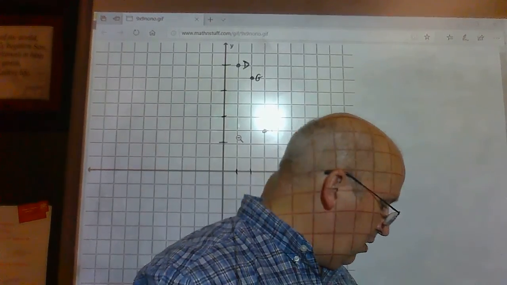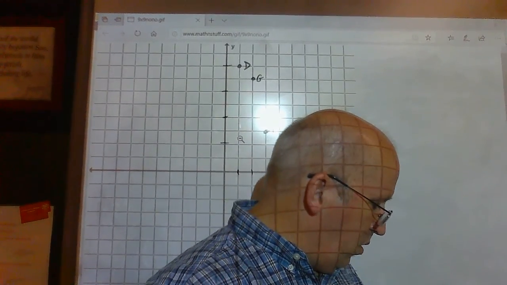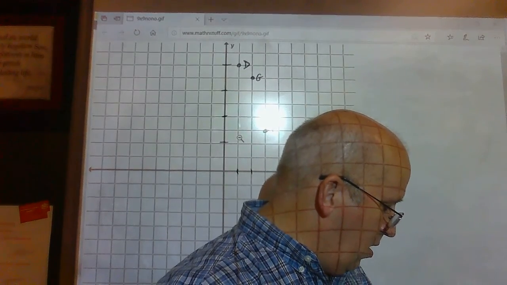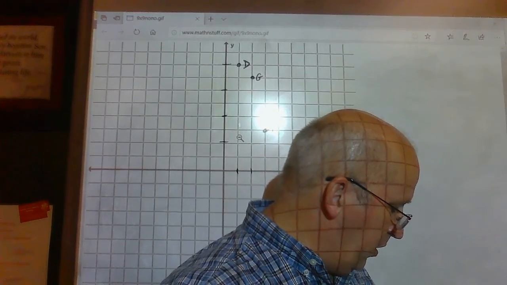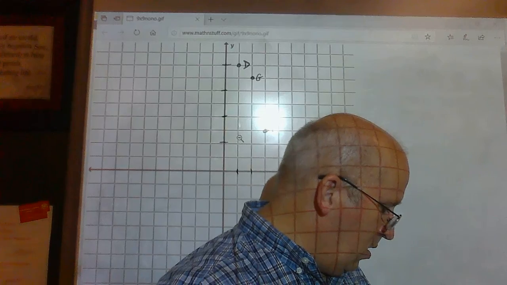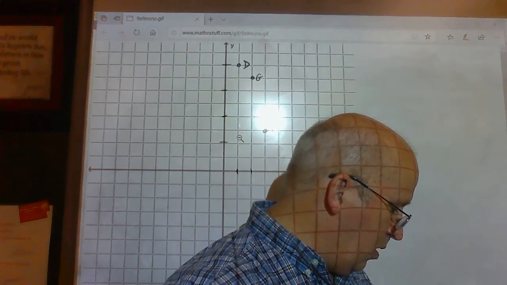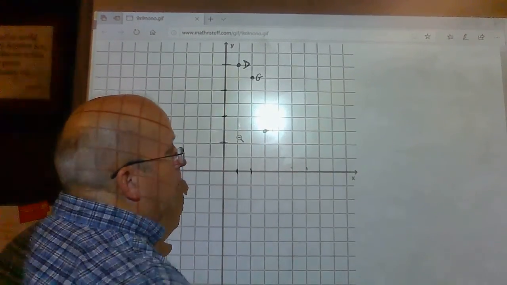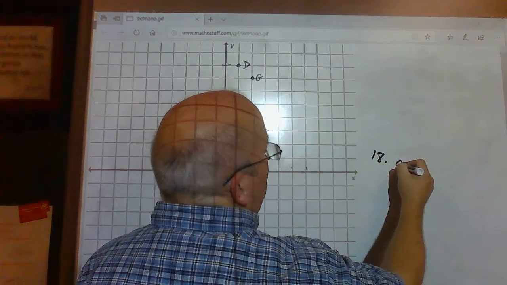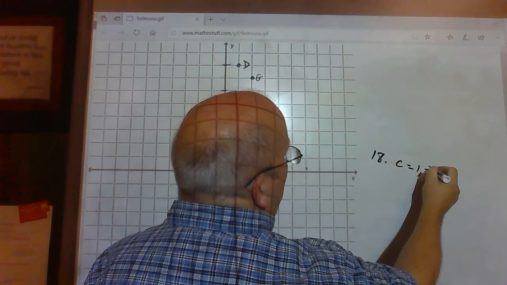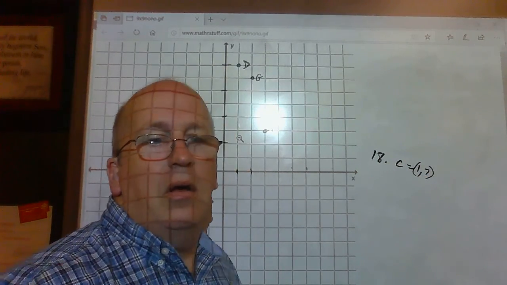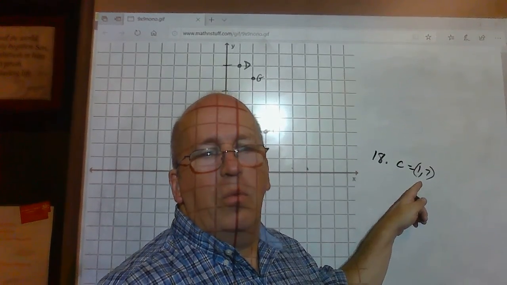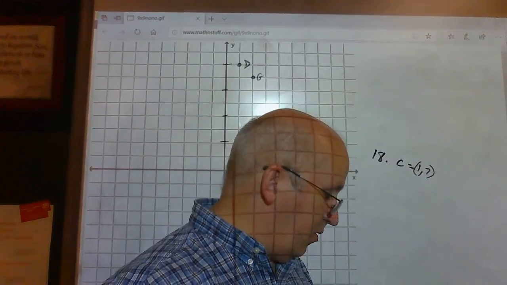Let's go down to 18. Refer to the coordinate system shown at the right. Write the ordered pair that names each point. 18 is C. That would be 1, what would that be? 1, 7. Problem 18, C is 1, 7. The ordered pair is (1, 7).